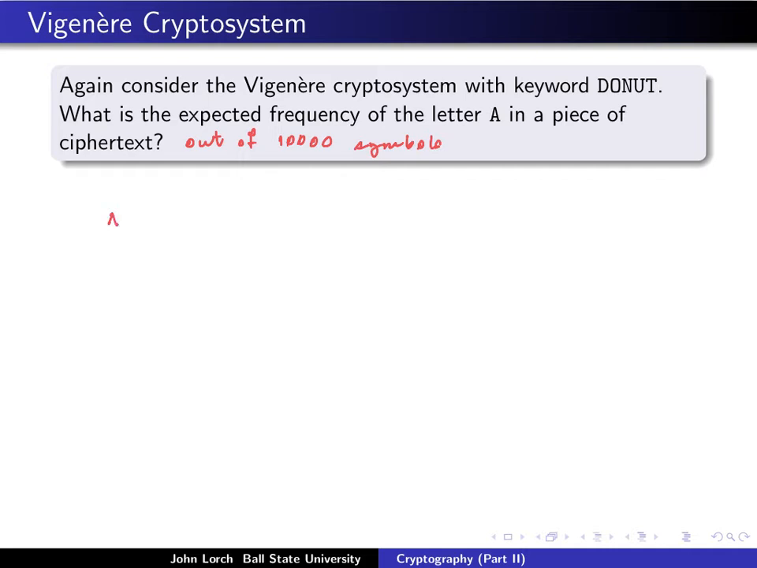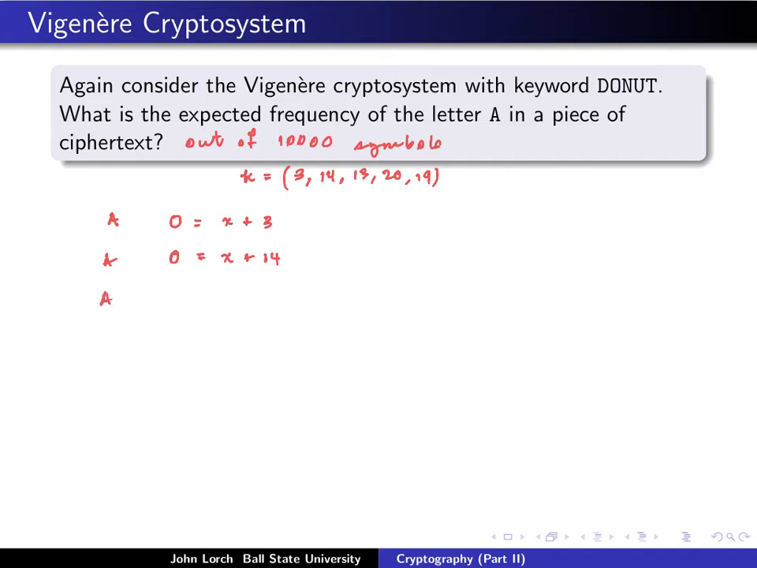All right, so first of all, how can we achieve the letter A in a piece of ciphertext? Well, A, remember, corresponds to the symbol 0. And how can we get the symbol 0 as ciphertext? Well, we would need to add 3 to something, or we would need to add 14 to something. Remember, if the keyword is donut, then the numerical key is 3, 14, 13, 20, and 19.